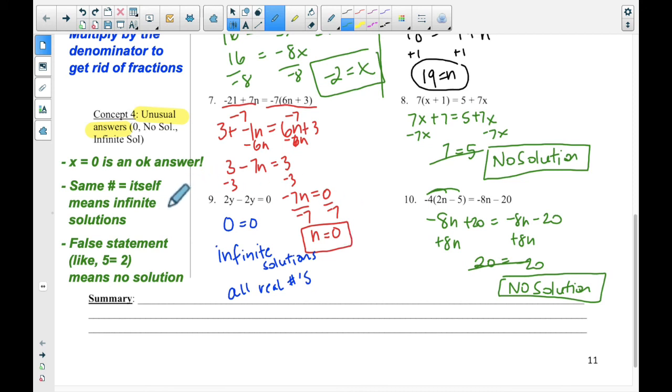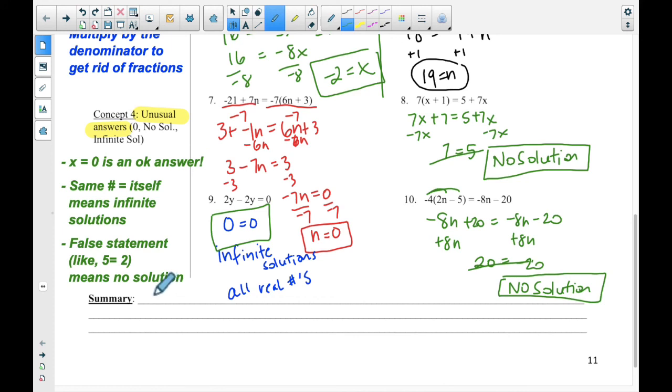Next one, if you have the same number equal to itself, that means we have infinite solutions. That was like this one, the 0 equals 0. If you have 0 equals 0, that means all real numbers or infinite solutions. You could have 5 equals 5, you could have 10 equals 10, whatever. That would mean infinite solutions. And finally, if you have a false statement, like 7 equals 5 or 20 equals -20, that means no solution.